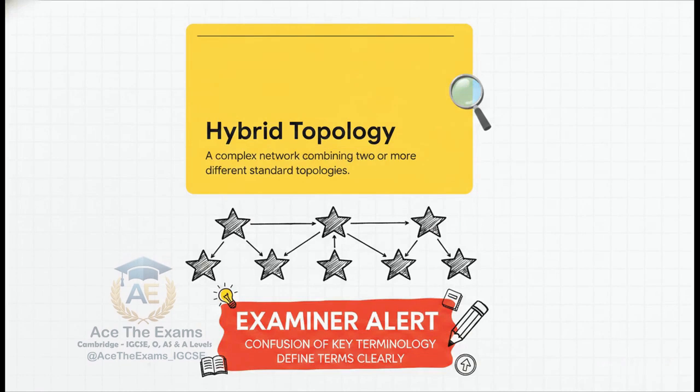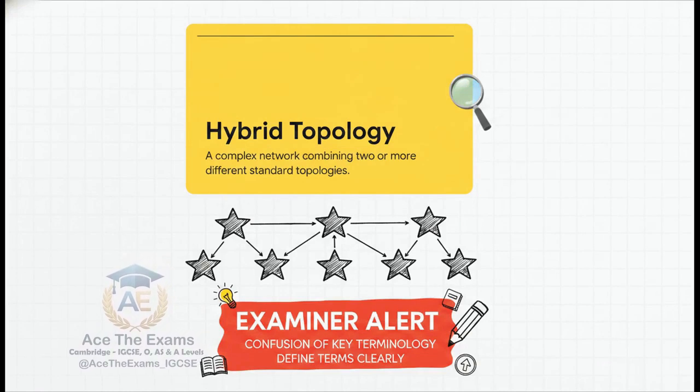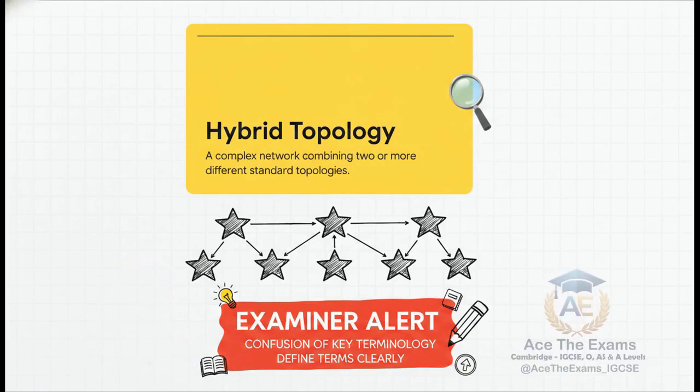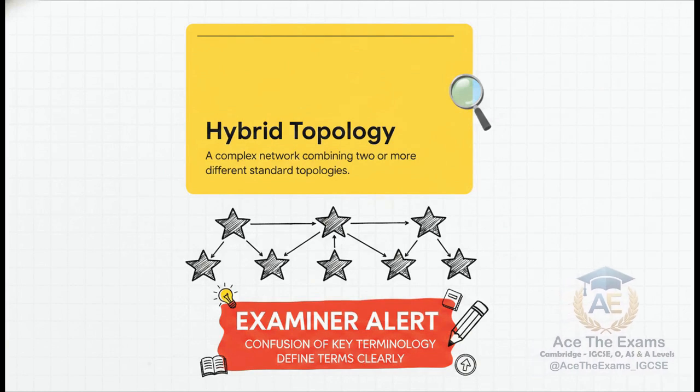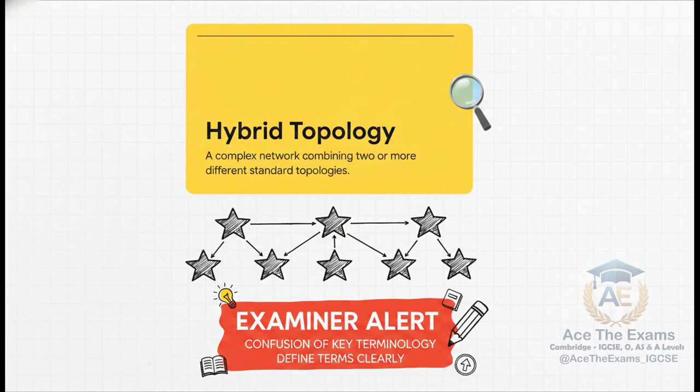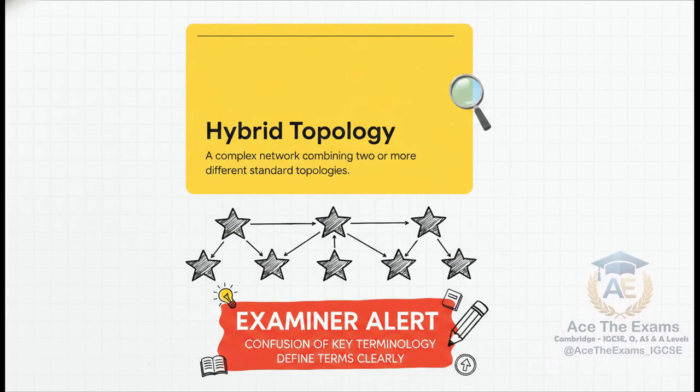Now, a great barrister always opens their case by defining the parameters for the jury. You have to do the exact same thing for the examiner. A hybrid topology is a complex network structure combining two or more different standard topologies. Think of a massive corporate office using a star bus network.